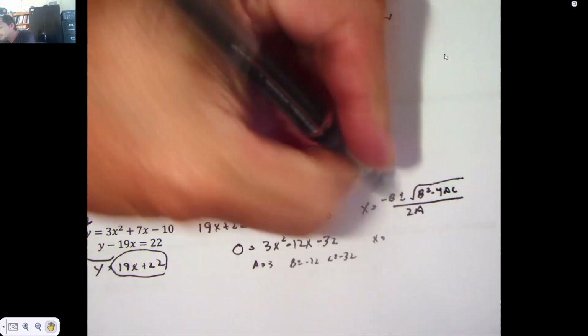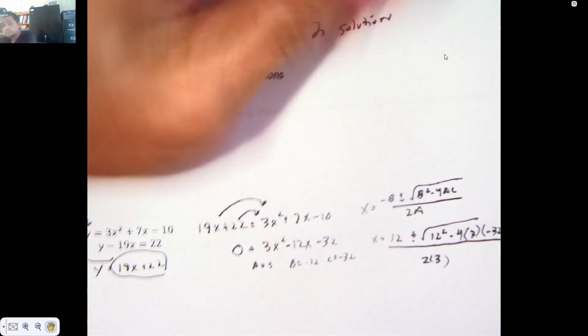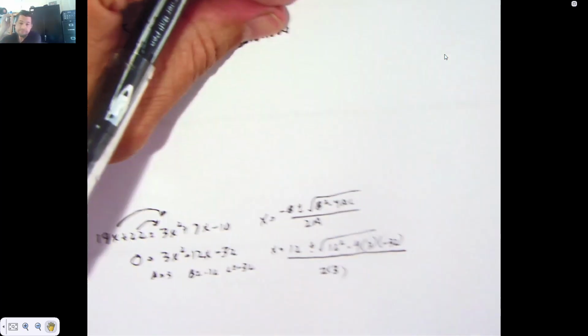All right, so I picked everything out. Opposite of b is a positive 12. If you're going to square something, drop the negative. It's going to be positive anyways. Minus 4 times a, which is 3, times c, which is negative 32. All sitting pretty over twice a 3. Let's just plug it into the quadratic formula. Now we're going to clean it up.